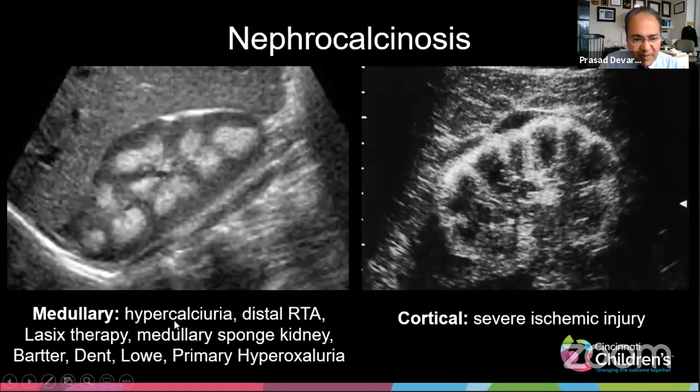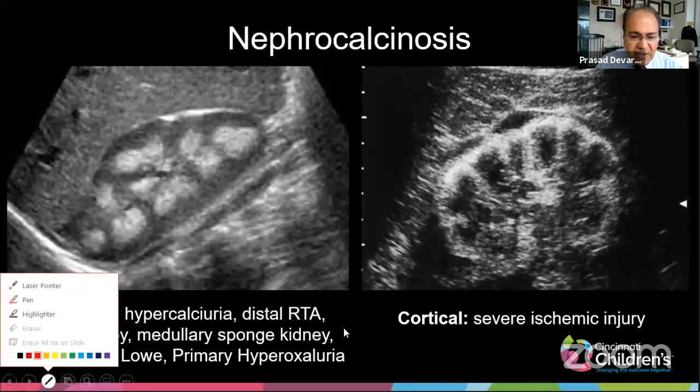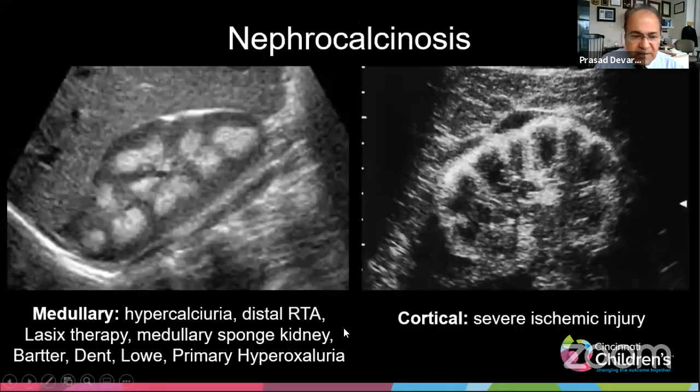And we typically see this in these conditions: hypercalciuria, distal RTA, infants and young children with Lasix therapy. Probably the commonest cause of medullary nephrocalcinosis is what's called medullary sponge kidney. And then we also see it in a number of genetic causes, such as Bartter syndrome, Dent disease, Lowe's disease, and primary hyperoxaluria. So when we see this kind of picture in an infant or a child with failure to thrive and hematuria, my primary diagnosis is primary hyperoxaluria, but we have to think about all these other causes also.